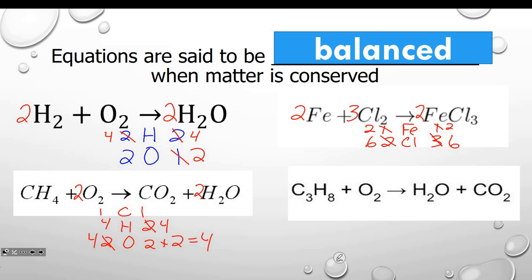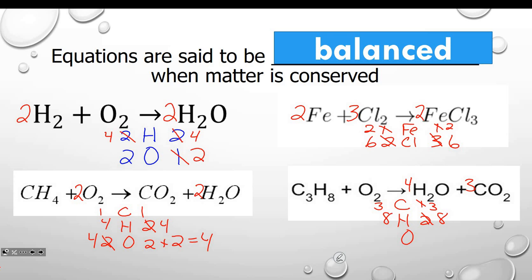Okay, here we have another CHO. We have 3 carbons on the left, 1 carbon on the right. So I'll put a 3. Hydrogens, 8 on the left, 2 on the right. What do I need to do? Put a 4 to make that 8, right? 4 times 2 is 8.